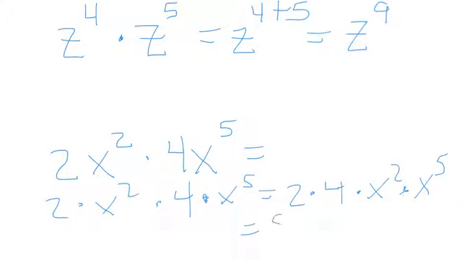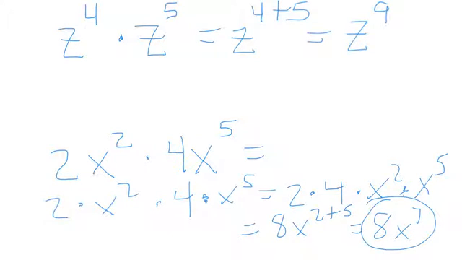2 times 4 is 8. x squared times x to the 5th is going to give you x to the 2 plus 5, which will end up giving you 8x to the 7th power, which will be your final answer there.